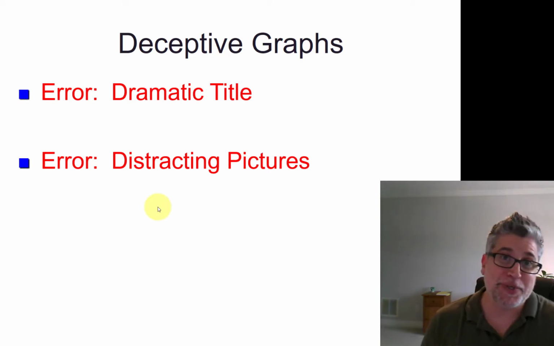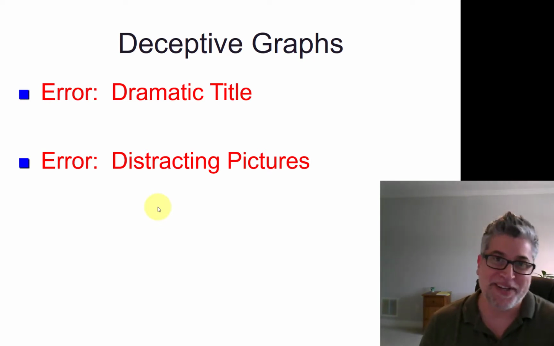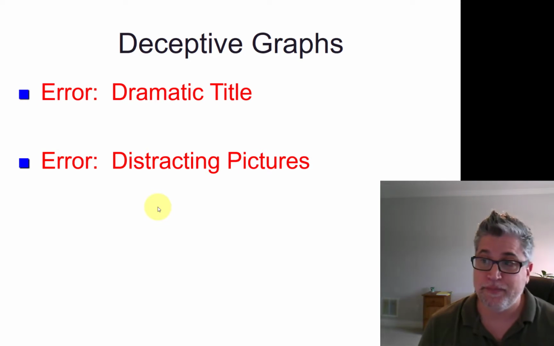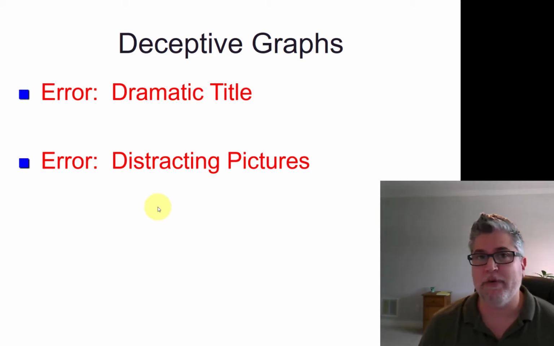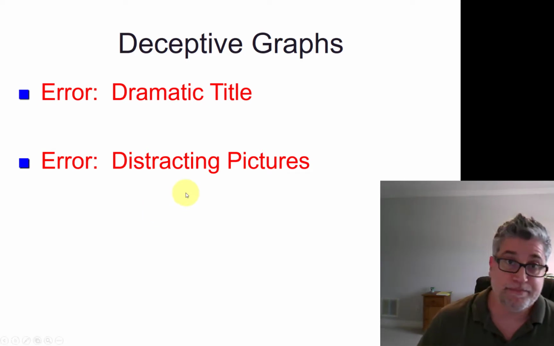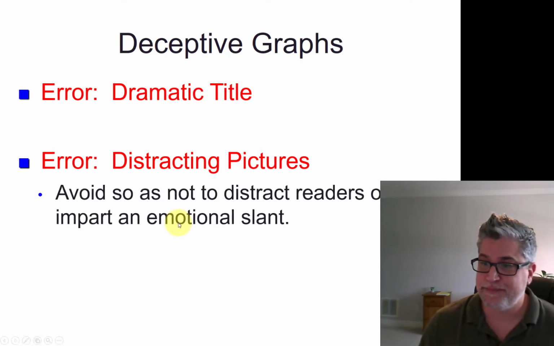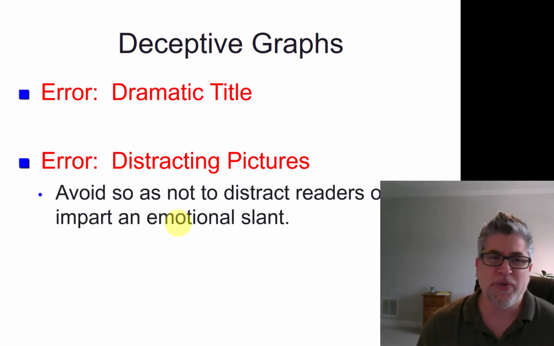And so an unscrupulous person will tell them what they want the reader to believe. So they'll give a dramatic title, or they'll have a picture that tells the same kind of story, or that is a distraction from the information. All kinds of tricks like this. So, don't do this.